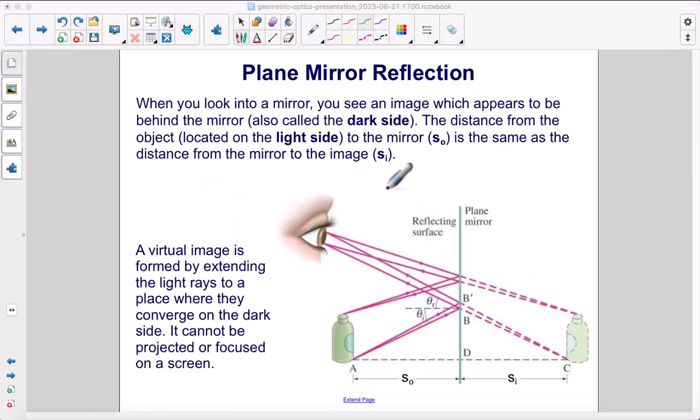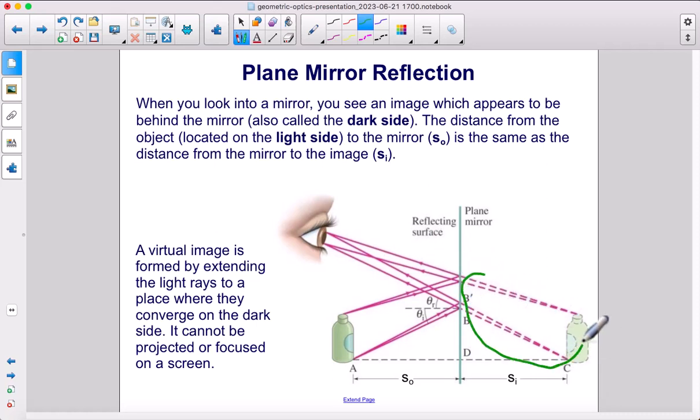When you look into a mirror, you see an image which appears to be behind the mirror, also called the dark side of the mirror. The distance from the object located on the light side, the real object, to the mirror, S sub O for object, is the same as the distance from the mirror to the image, S sub I. A virtual image is formed by extending the light rays to a place where they converge on the dark side. That image cannot be projected or focused on a screen. It is not a real image.